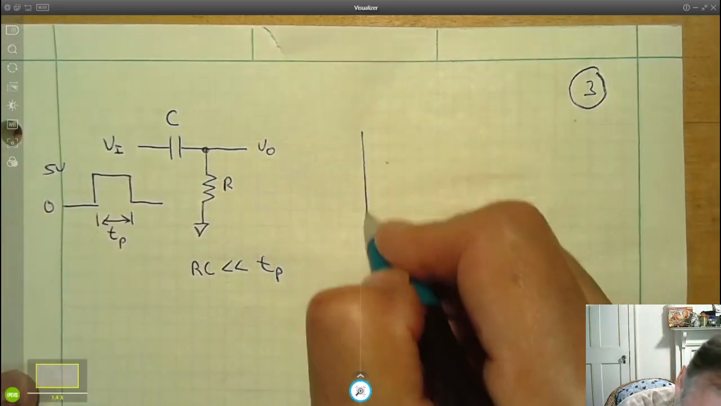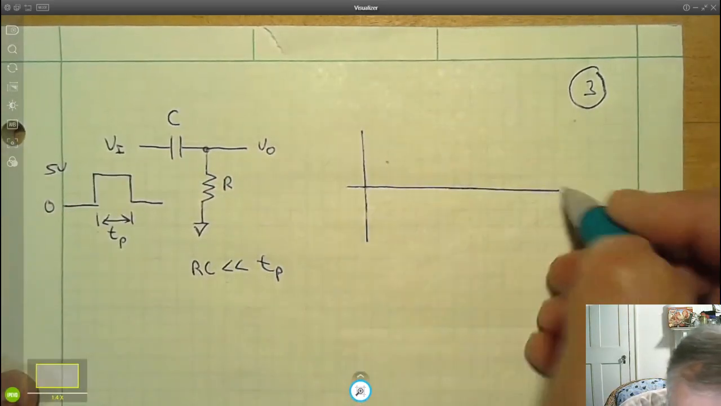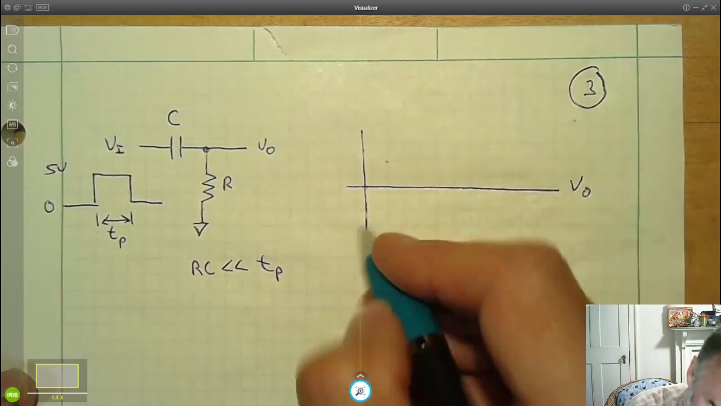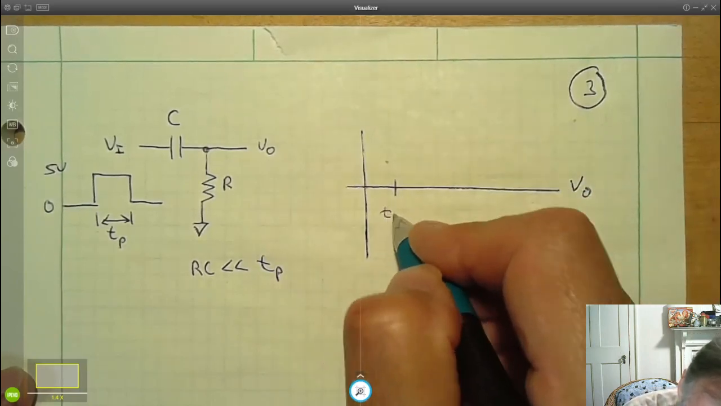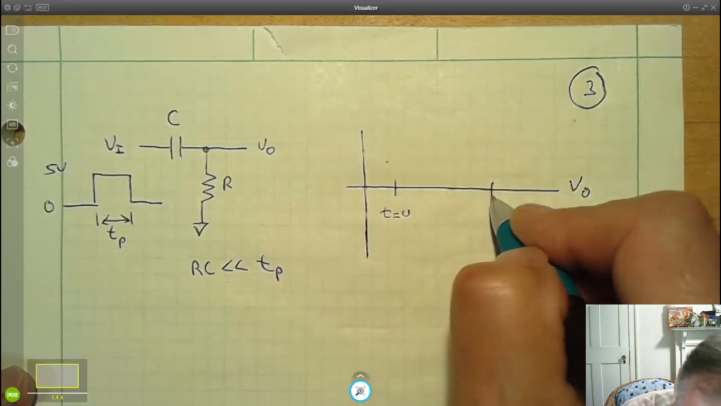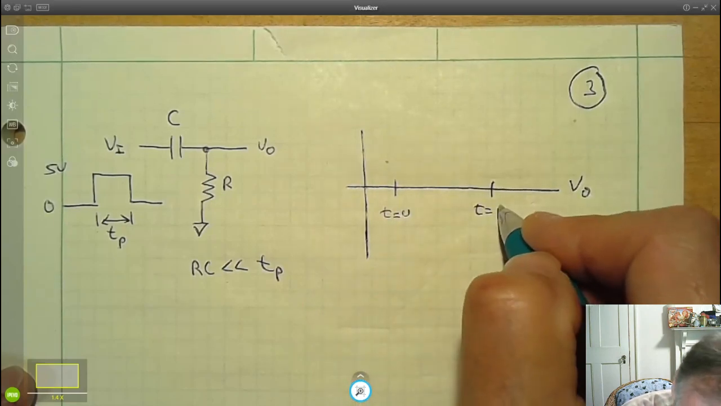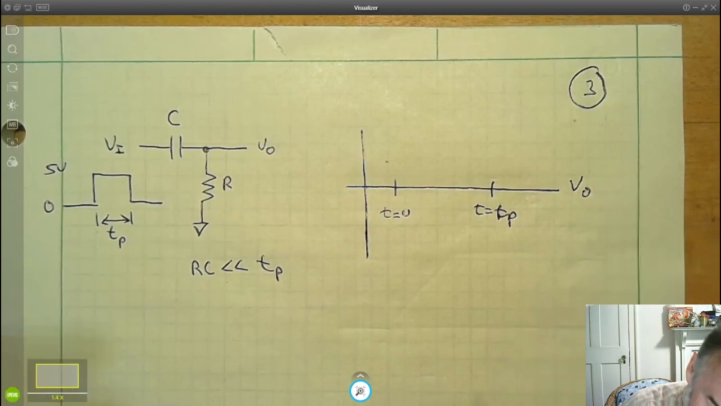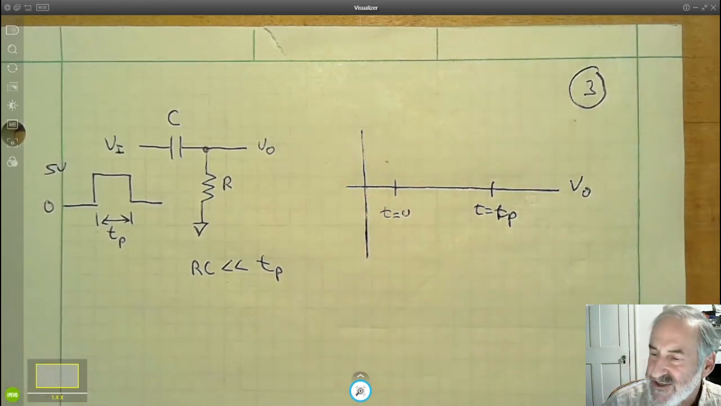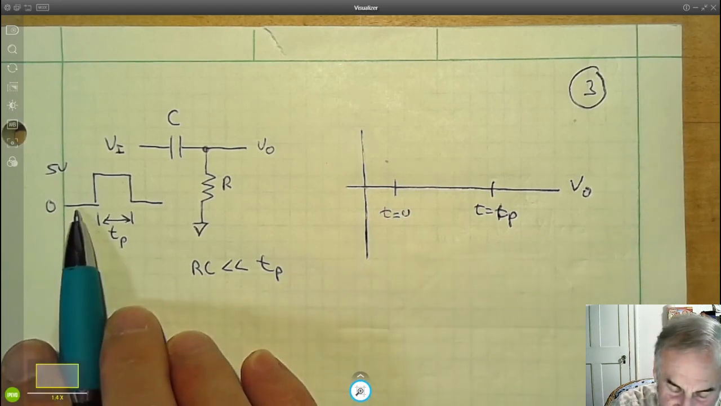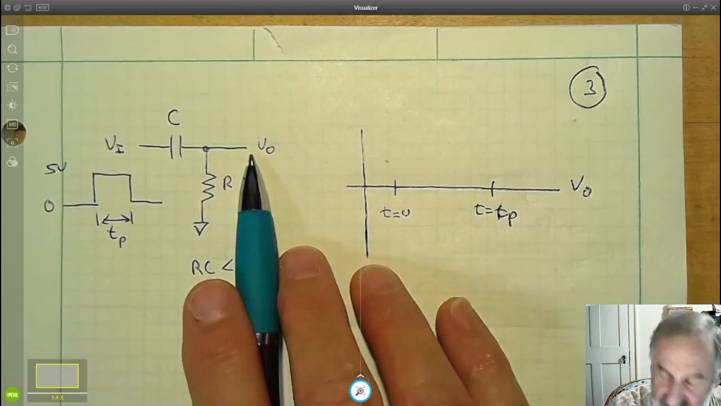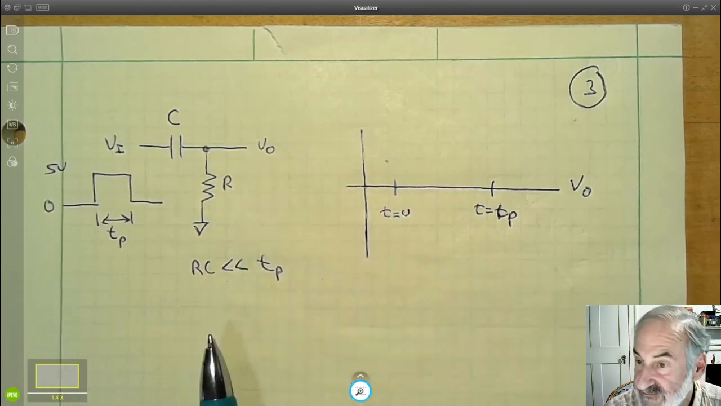What we're going to do is think about V out as a function of time. Here is t equals 0, t equals t sub p. And I'm always going to tell you something about capacitive circuits. I'm going to say something like, well, this has been sitting for a long time. If I tell you it's been sitting for a long time with an input of 0, what would you expect the output voltage to be?